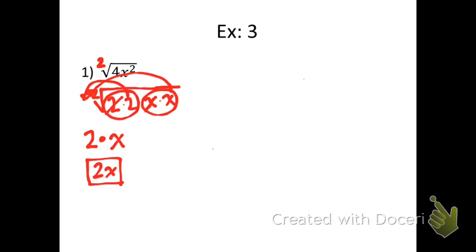Continuing, number 2. What's the square root of 4x to the 6th power? Step 1, find the index. The index is 2. Step 2, factor the radicand. So this is like saying, what's the second root of 2 times 2 times x times x times x times x times x times x.